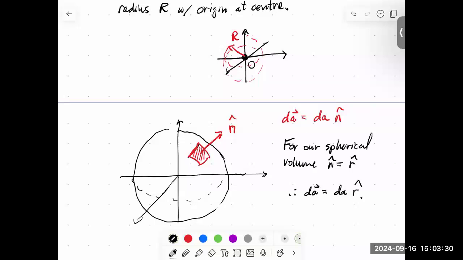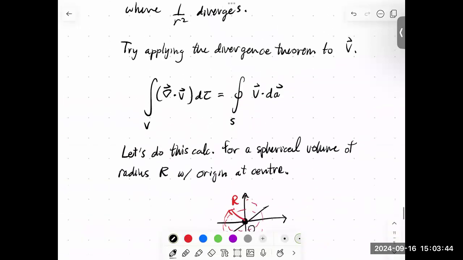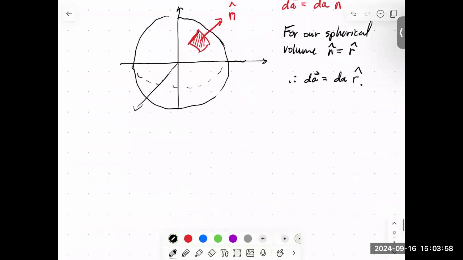And let me just remind you that when you have a closed surface, if you're trying to find the direction of dA, it always points outwards by definition. Okay, so what we're going to try to do is the right-hand side of the divergence theorem. That's why I spent time trying to write down that dA. So the right-hand side of the divergence theorem.